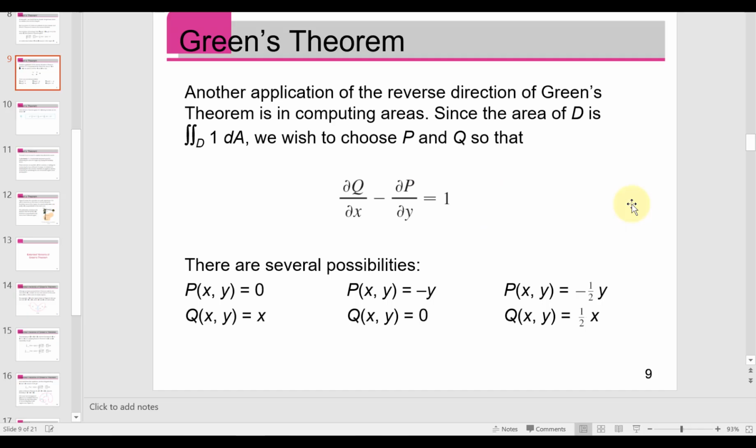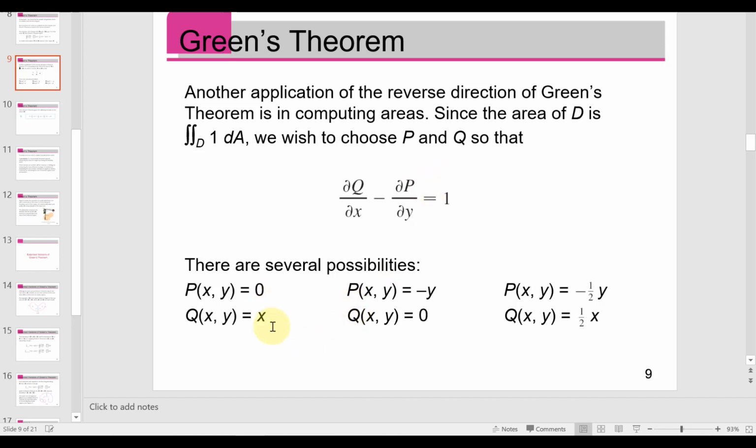So the principle that we use here is another application of the reverse direction of Green's theorem in computing areas. Since the area of D is this double integral over the region D of 1 with respect to the area, we can choose functions p and q so that the difference of partials in the integrand of Green's theorem is equal to 1.